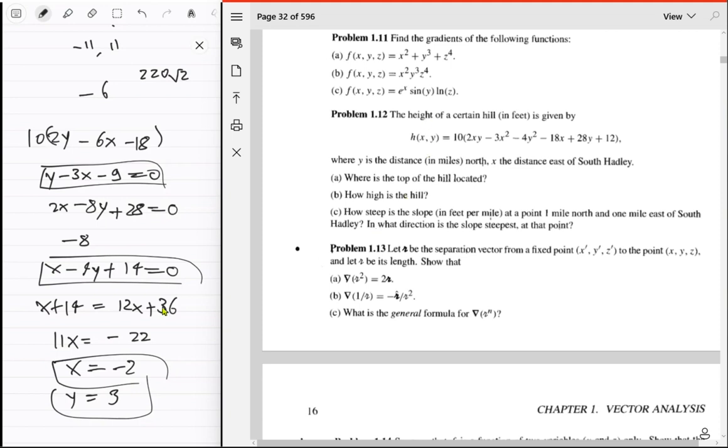So, yeah, that would be the thing, of course. 220 square root of 2, that many feet per mile. Yep, that should do it. Okay, that's awesome.